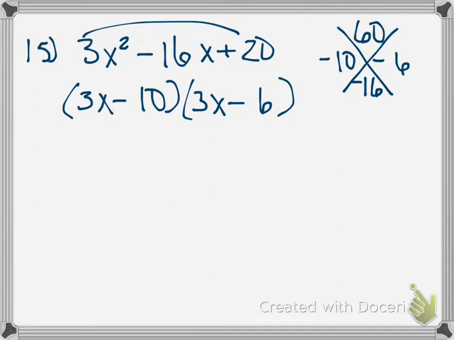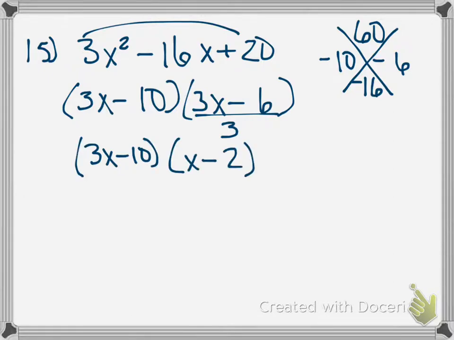Again, you had an extra 3, so you have to divide one of those by 3 because it's prime. So when it's prime, you can always divide by the number that's in front of the x. Okay, so that leaves me with 3x minus 10 times x minus 2.